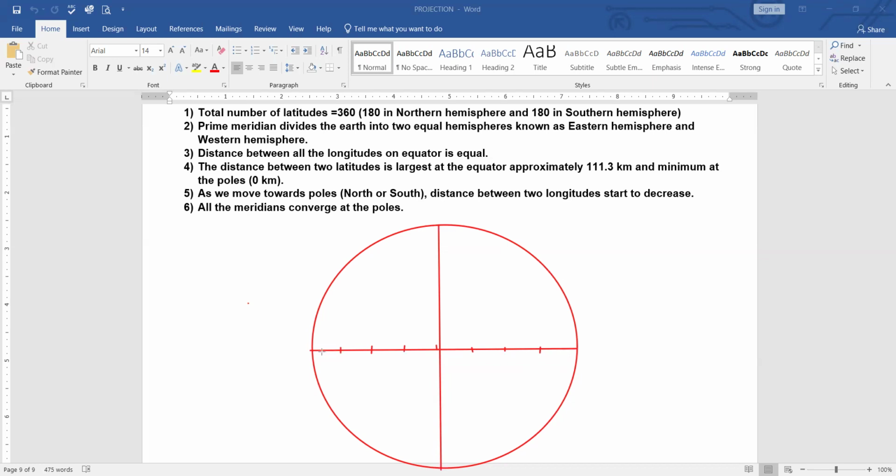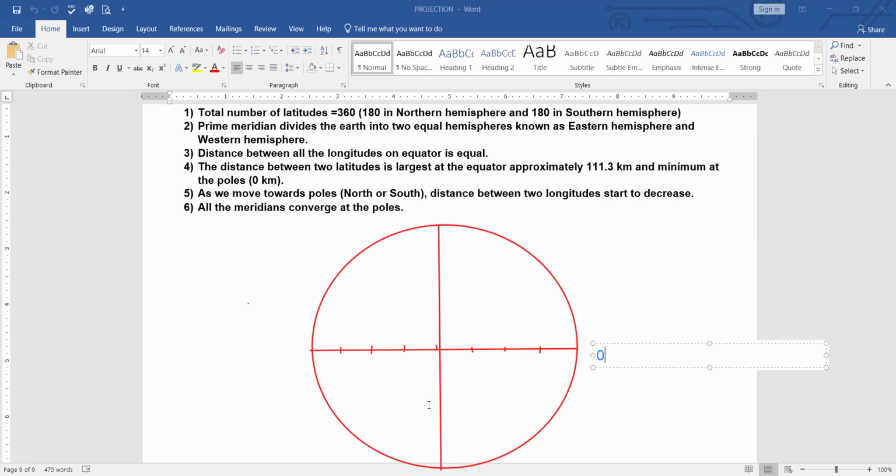It shows that on the equator, the distance between all the longitudes is equal. So with this, we are going to make our longitudes, and so the first point is clear. On the equator, this is the 0 degree line. Here, all the differences between the longitudes are equal. And the name of this line is prime meridian.